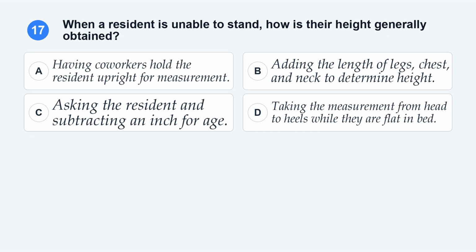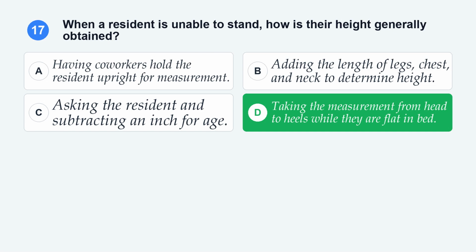Question 17. When a resident is unable to stand, how is their height generally obtained? Option A. Having coworkers hold the resident upright for measurement. Option B. Adding the length of legs, chest, and neck to determine height. Option C. Asking the resident and subtracting an inch for age. Option D. Taking the measurement from head to heels while they are flat in bed.